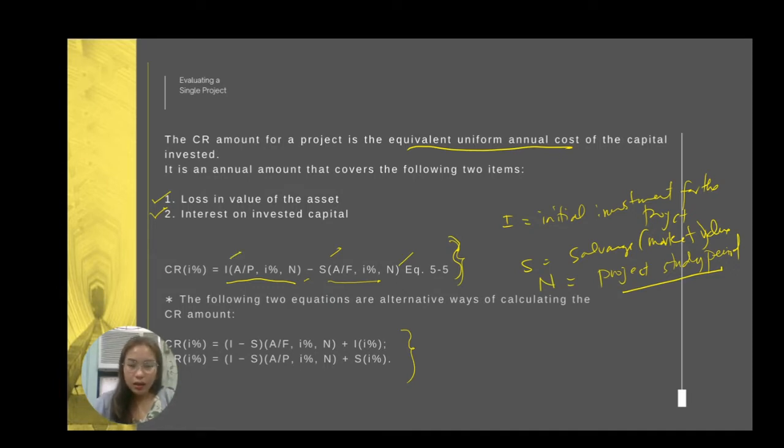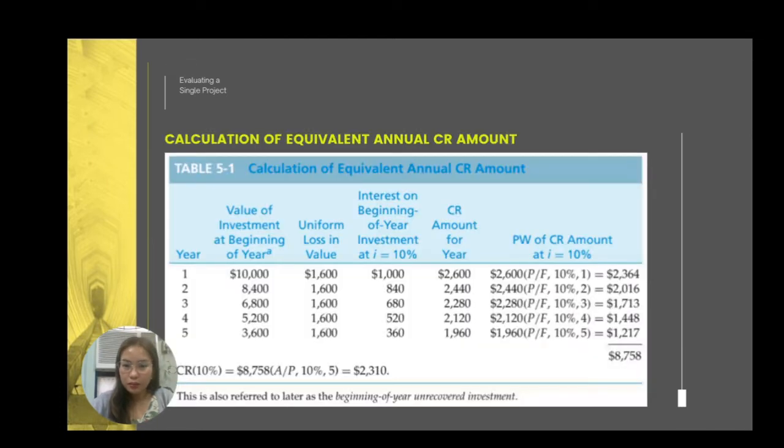Let me show you the table. This is the table used for this equation, Table 5-1. Is it 5-1? And this contains the calculation of the equivalent annual CR amount. Of course, on the leftmost are the years. And then the value of investment at the beginning of the year. And then the uniform loss in value on the third column.